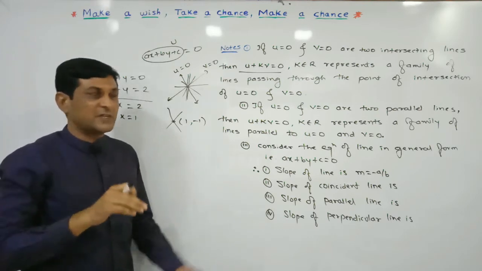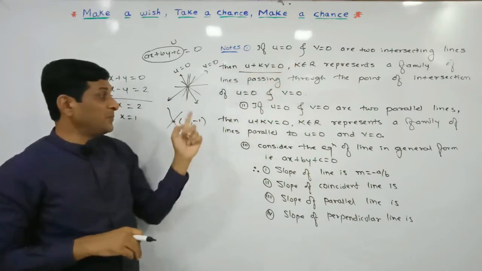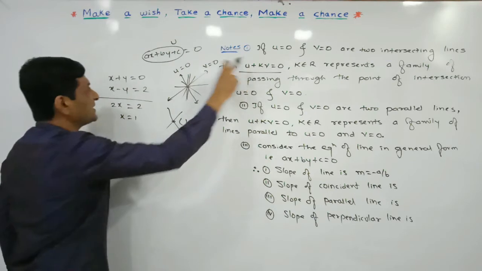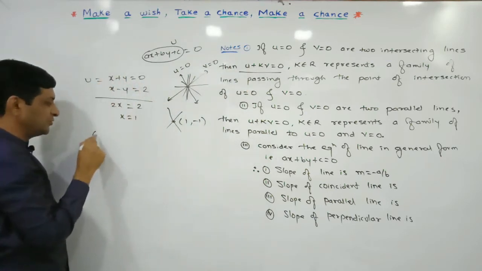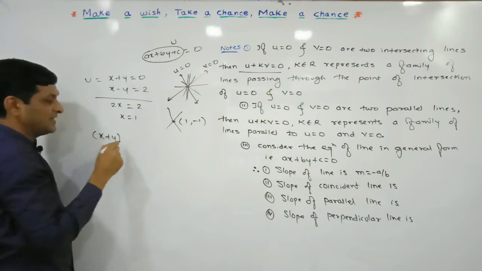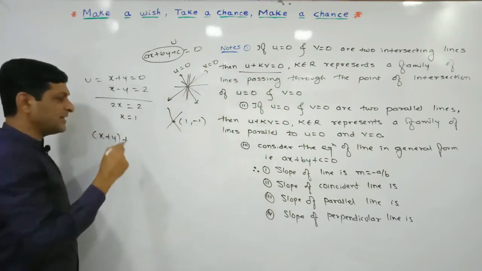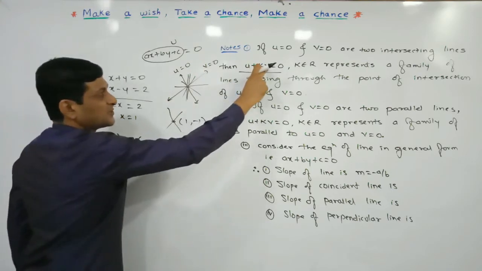Now let us check whether this equation represents a line passing through the same point of intersection or not. Okay, so first consider u is equal to 0. So this is nothing but u is equal to 0. U means what? X plus y plus what? K. K means what? Any real number. Let us suppose that this real number is 3. Then write down the second equation.